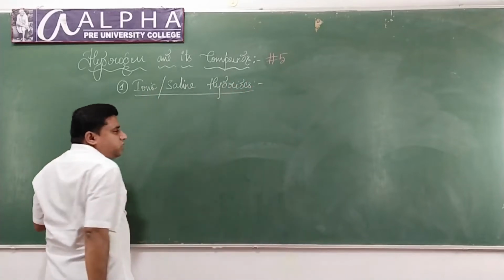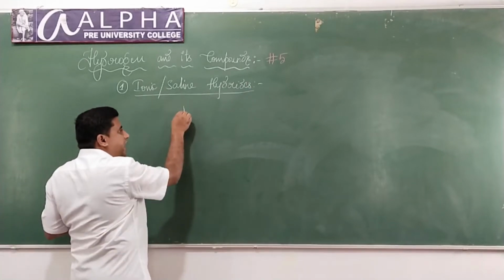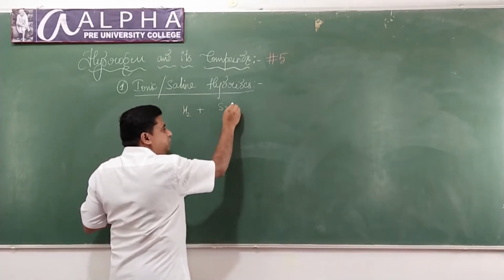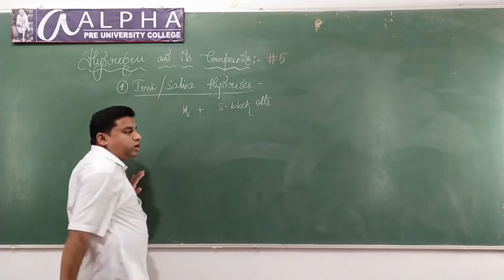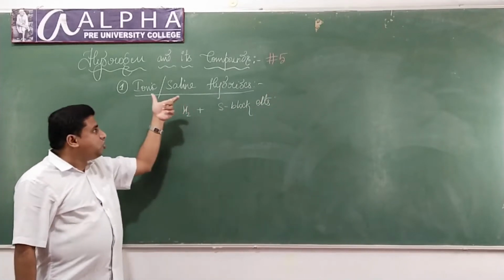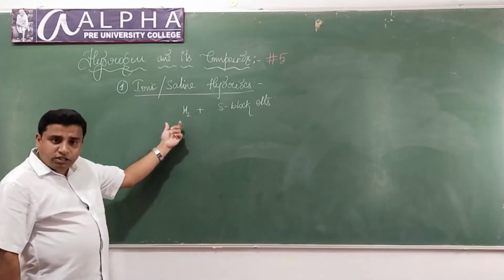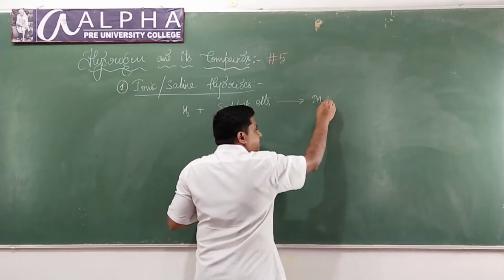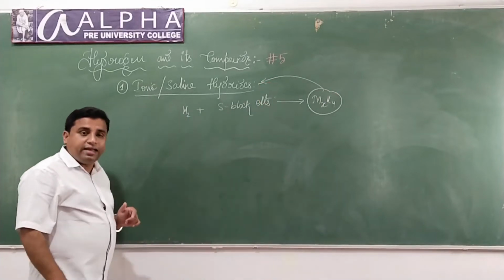When do you get ionic or saline hydrides? If hydrogen combines with S block elements, the resultant hydrides are called ionic or saline hydrides.